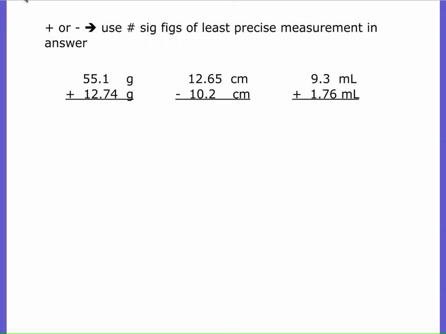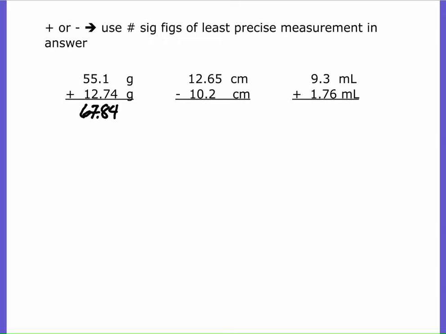This first problem says 55.1 plus 12.74. Both those are gram values. One of them goes to the tenths place, the other one goes to the hundredths. We talked about that before. Adding this up is really not that difficult. So you can get an answer real quick here of 67.84. But we know that we need to round this, and you just need to know how.